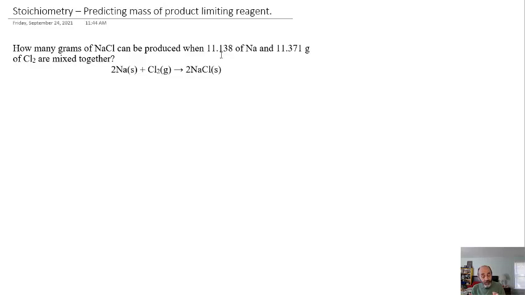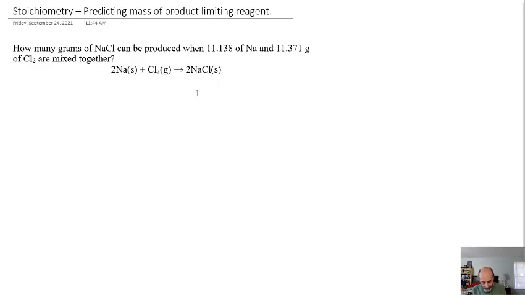Well, basically it's going to be exactly the same as we did in the preceding video, where we figured out the mass of product from the mass of reactant. But here we have to do that twice, once for each reactant. The one that produces the smallest amount of product is what we refer to as the limiting reagent. That's the amount of product that we can produce. We can't produce any more than that, because we run out of that particular reactant.